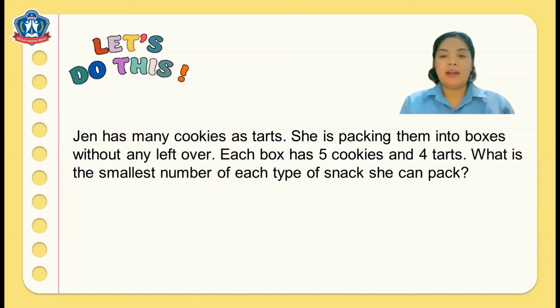Okay, P6, I have here a problem for you. Jen has as many cookies as tarts. She's packing them into boxes without any leftover. Each box has 5 cookies and 4 tarts. So what is the smallest number of each type of snack she can pack? Okay, do you understand the problem? So all you need to do is find the smallest number of each type of snack she can pack. So each box can have 5 cookies and 4 tarts. Okay, children, please answer this problem and write your answers in my question in Google Classroom.